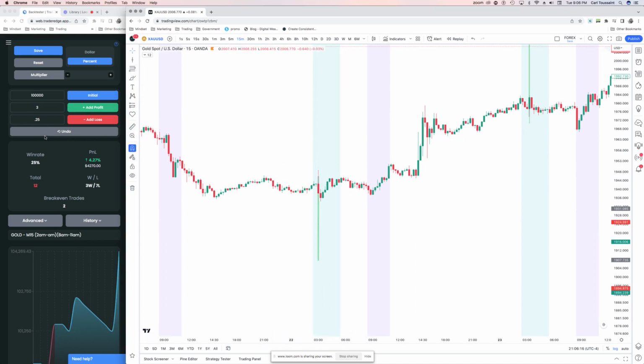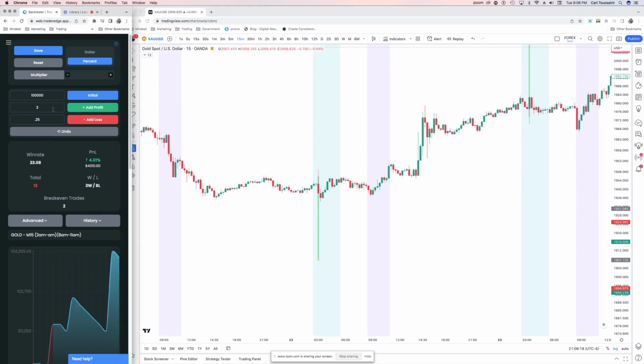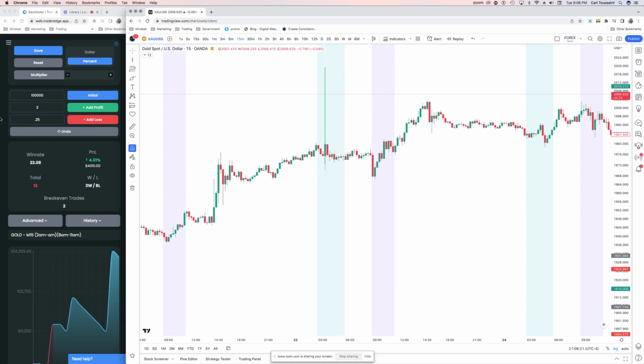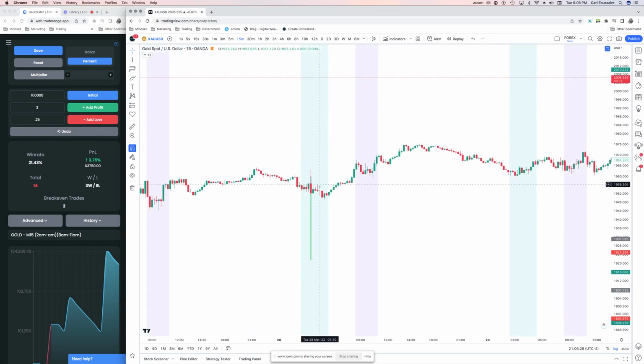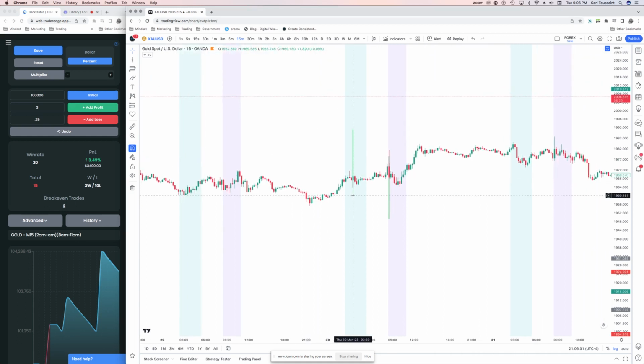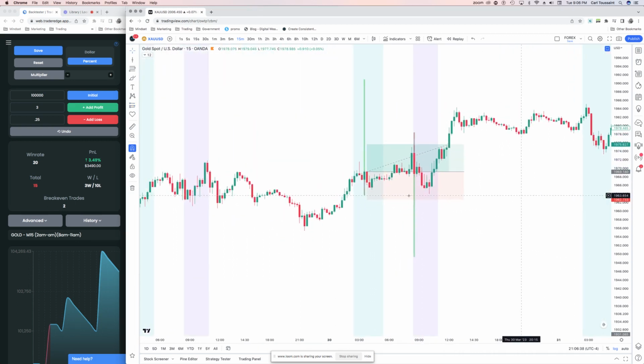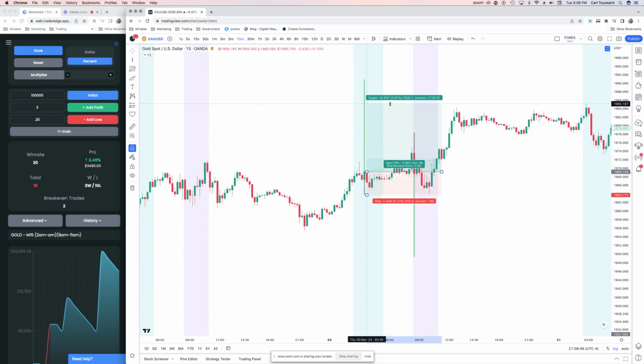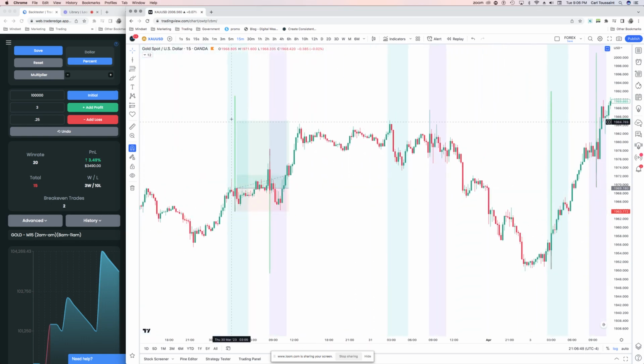As we can see, that's a loss right here. Another loss right here. Another loss right here. And this trade held. So we have an entry right there. Stop loss was not hit. So we got to take profit.